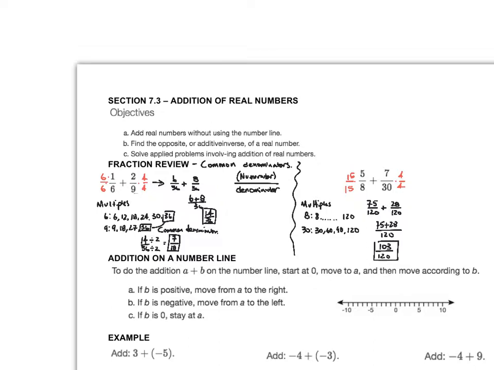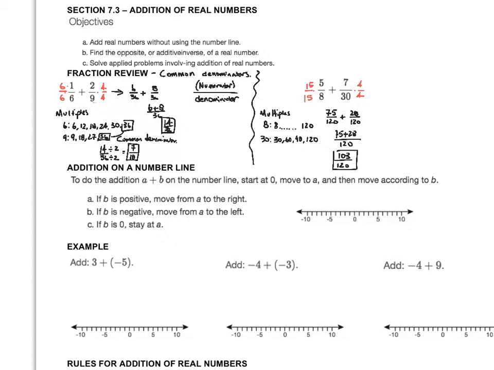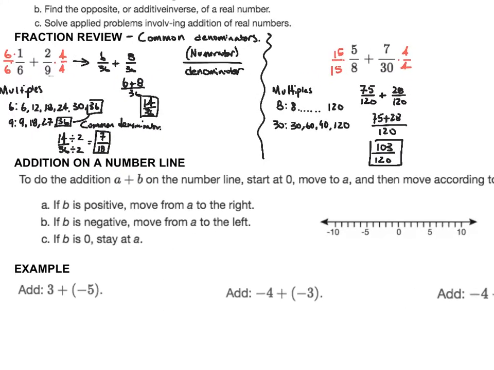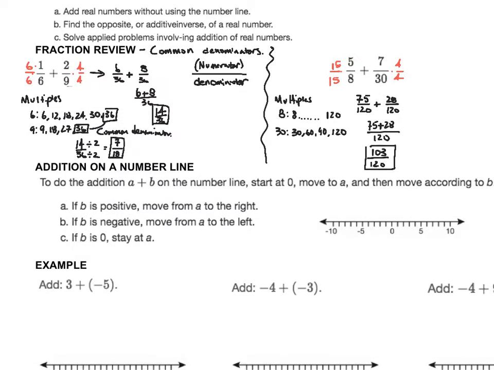Let's quickly talk about what it means to do addition on a number line. To do addition of, say, some number A plus some number B on a number line, we start at 0, we move to A, and then move according to B. So if B is positive, we move from A to the right. If B is negative, we move from A to the left. If B is 0, we just stay at A.